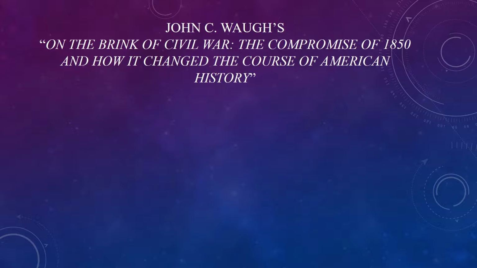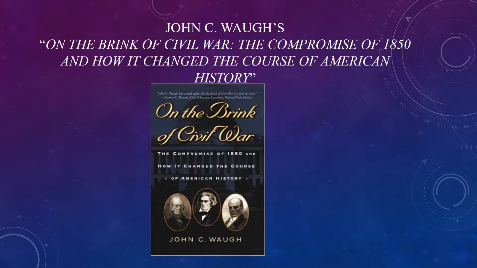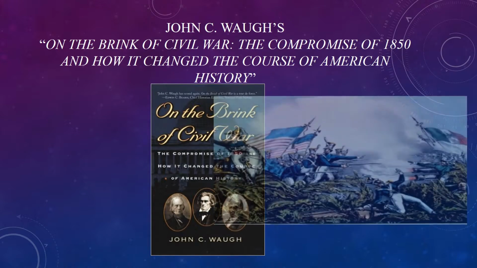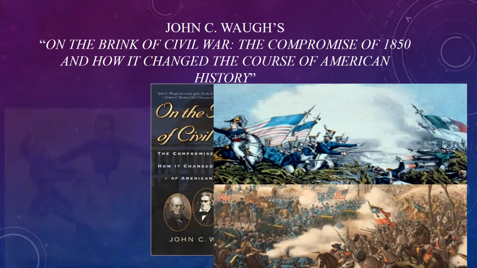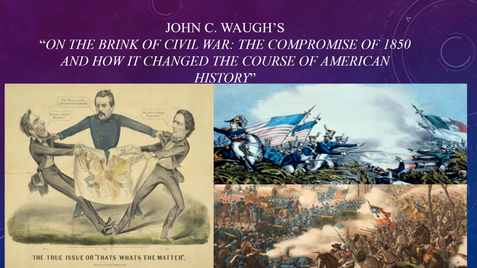In John C. Rawls' On the Brink of Civil War: The Compromise of 1850 and How It Changed the Course of American History, Rawls dramatically discussed what happened when a handful of senators in 19th century American history tried to hammer out a compromise to save the Union. He then explained how equal rights were wanted to be granted to the South in the new Western Territory.